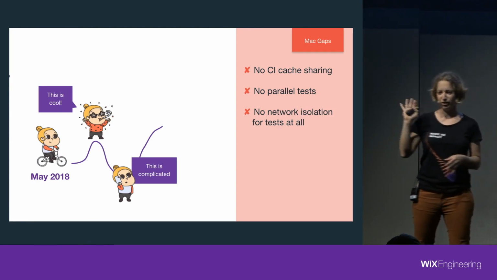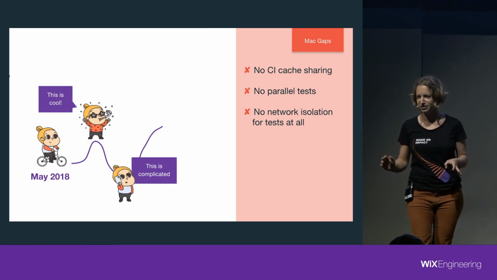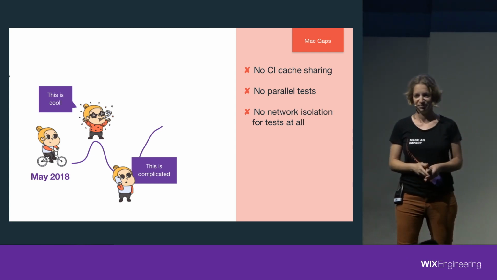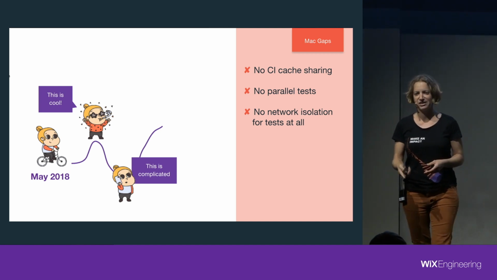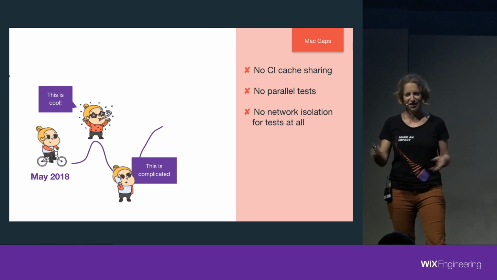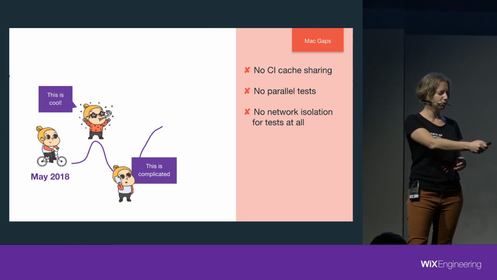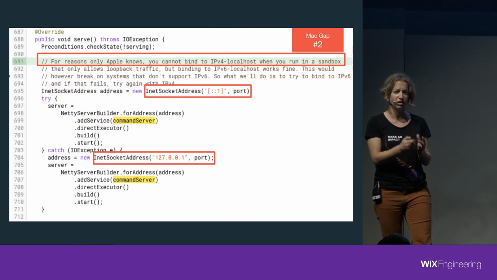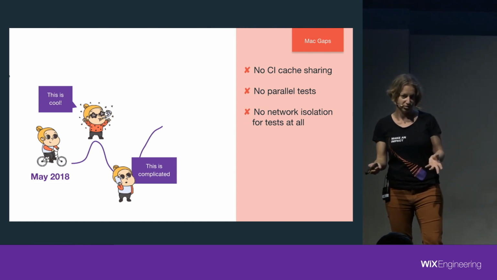No CI cache sharing. Who here thinks that this affects correctness? That's right. Who thinks it affects speed? Yay, okay. It affects speed. Good. No parallel tests. Does this affect speed? Yes. Thank you. What about no network isolation at all? Remember, I just showed you that we could not isolate things and access localhost, okay? This means we cannot run any test with isolation, even without discussing parallelism. Is this an issue with speed?